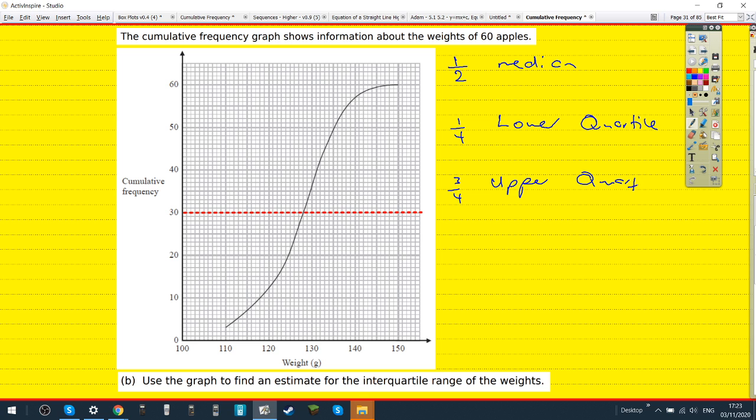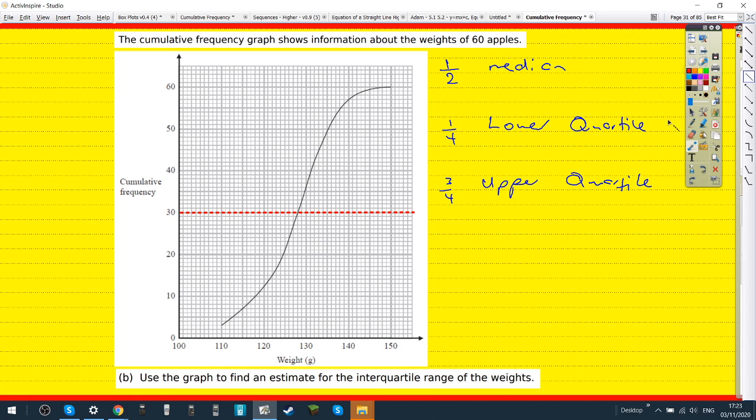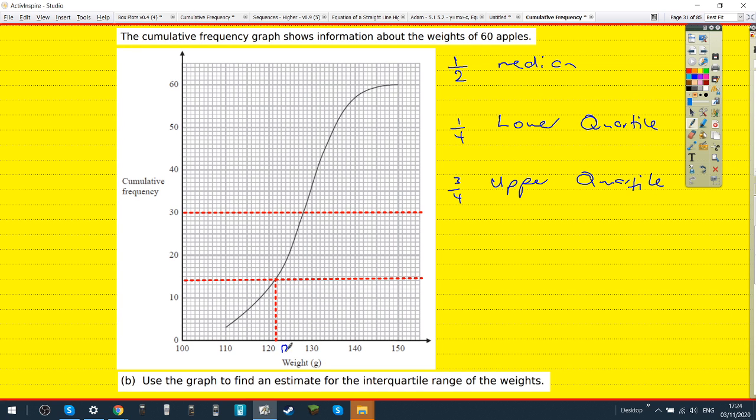And so what is 1/4 of 60? 1/4 of 60 is 15. Yeah, so that's like halfway in the bottom half. Okay. And then upper quartile, 3/4 of 60. That is 121. Okay, so the lower quartile is 121.